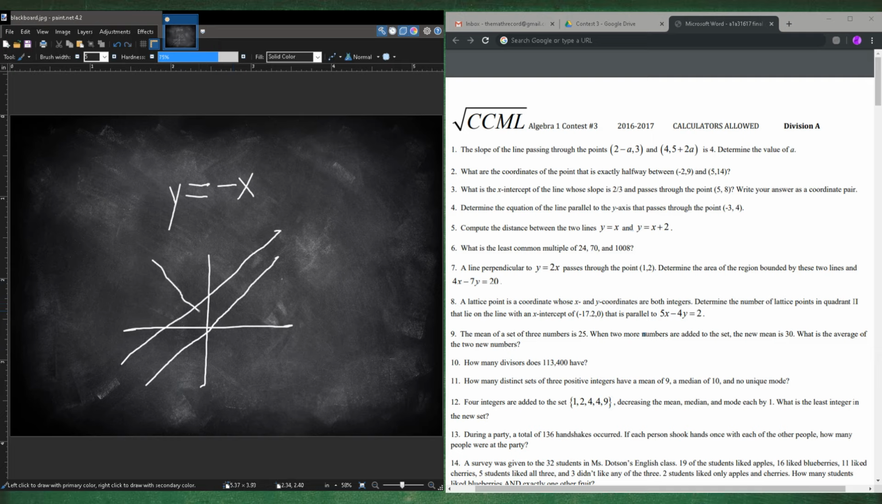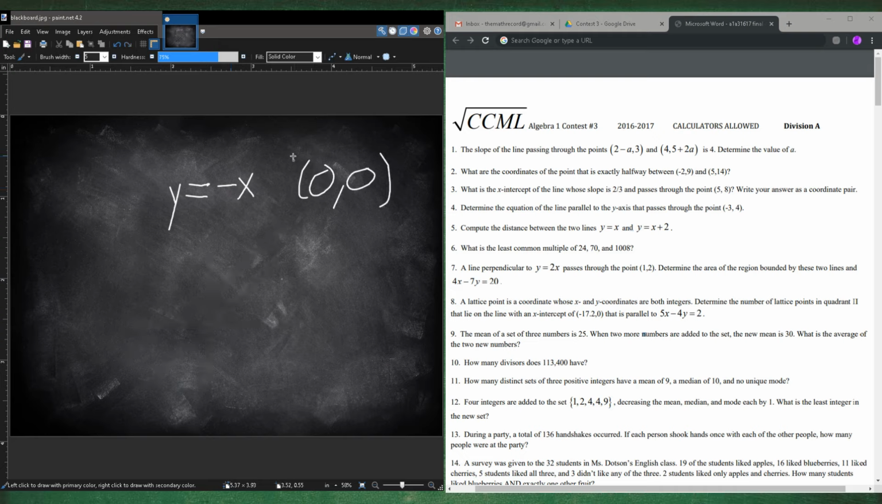Right, and then it goes through a point like right here. So y equals x and y equals negative x intersect at (0, 0). Let's plug y equals negative x into the other line. So negative x is equal to x plus 2. So negative 2x is equal to 2, so x is equal to negative 1. If x is negative 1, you can plug it back in here and you get y equals 1. So it intersects at (negative 1, 1).